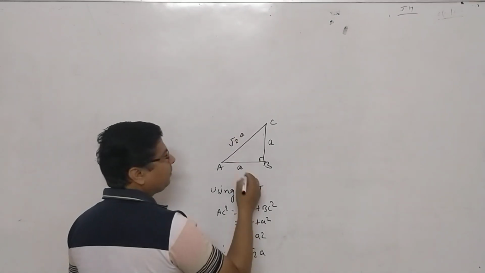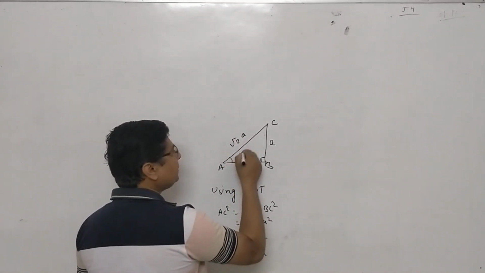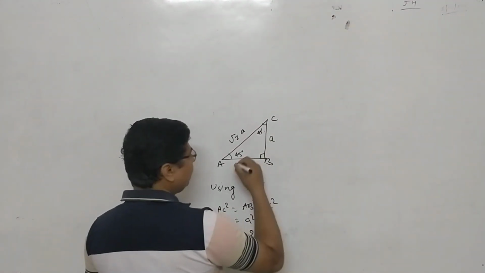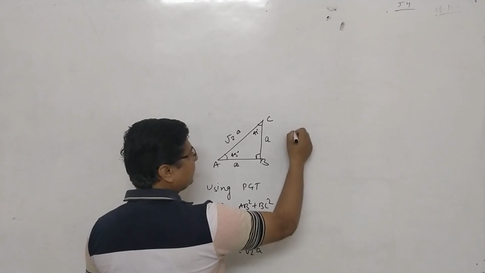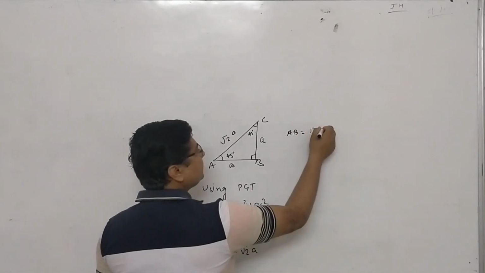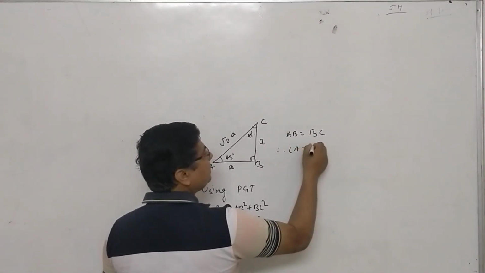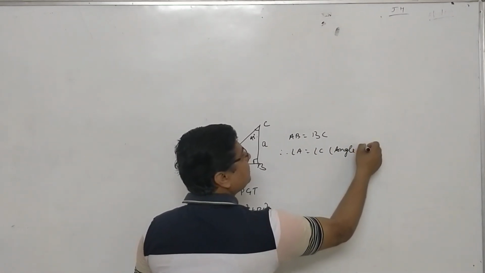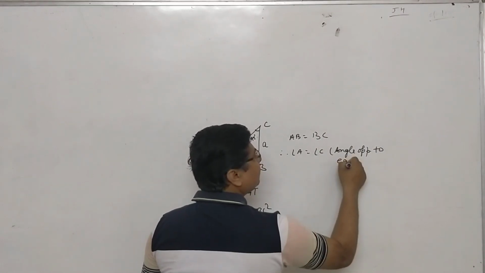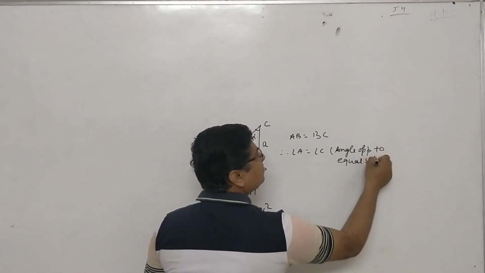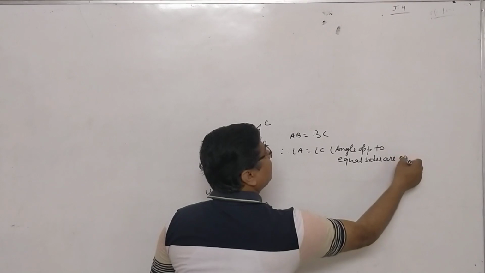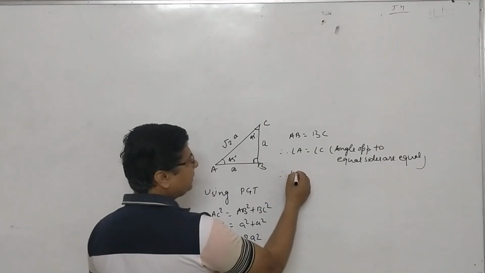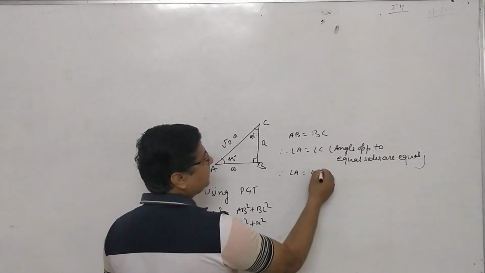Now using angle sum property or property of isosceles triangle, we can say that angle A will be angle C, like you can write AB equal to BC. Therefore angle A equal to angle C. Angles opposite to equal sides are equal. Now therefore by angle sum property we can find A equal to 45 degree.